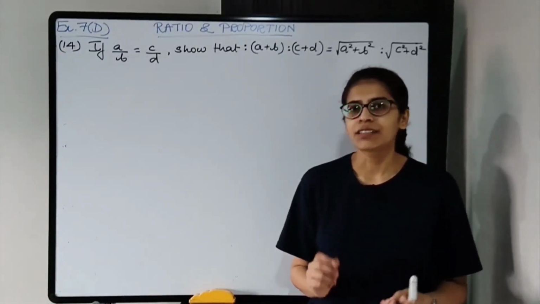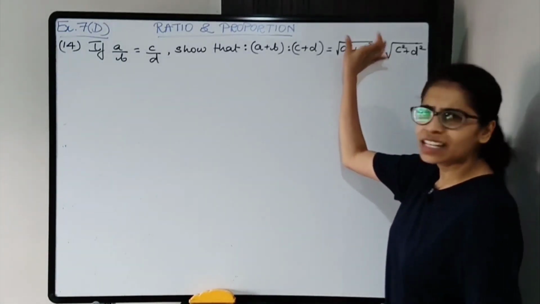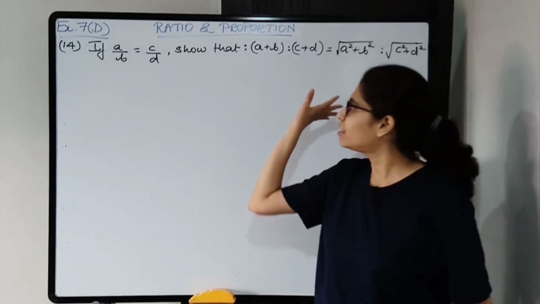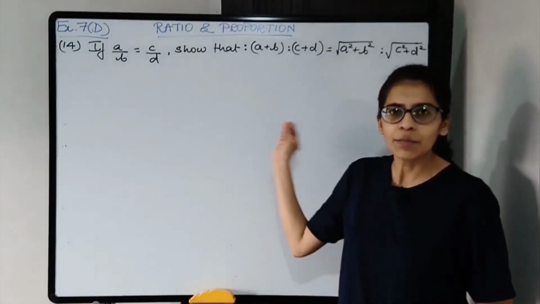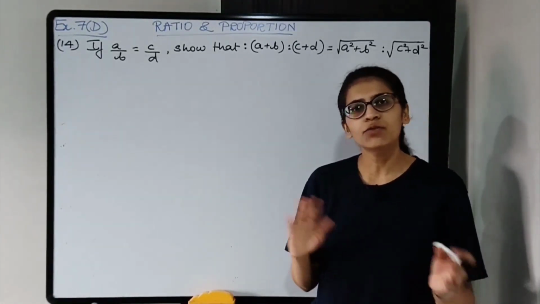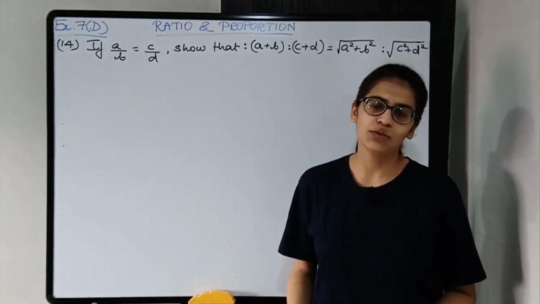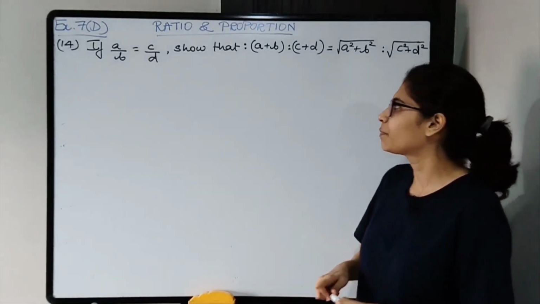But I will suggest here K method, because here squares are there, square root is there, and it is not even mentioned that you have to use the property. So I will suggest use K method here. It will be easier to solve. So we'll use both the methods, whichever you find easy you can use that. First I'll start with K method over here.